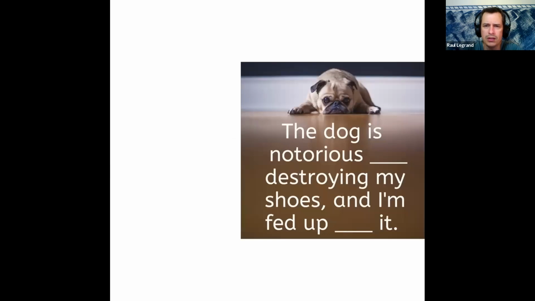Notoriamente. No, notorious is similar to famous, but what is the difference? You can be famous for something good or for something bad. But when you are notorious for something, it means that you are notorious for something bad. Okay. There is a rapper, Notorious B.I.G. Yes, I know him. Notorious, famous, but for something bad.